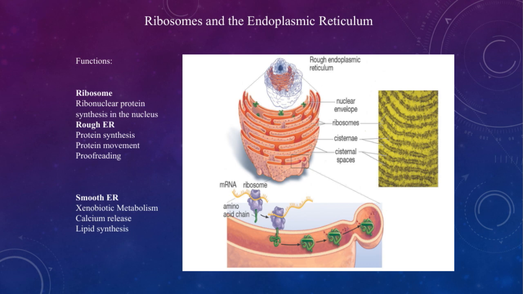Additionally, the rough ER is involved in proofreading, which helps maintain the quality of proteins being produced, preventing defective ones from accumulating. Finally, when we talk about ribosomes and the endoplasmic reticulum together, it highlights how these structures work seamlessly to support the cell's overall function, producing, folding, and distributing proteins efficiently, which is fundamental to cell health and activity.